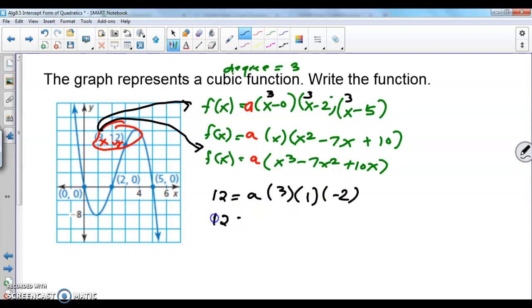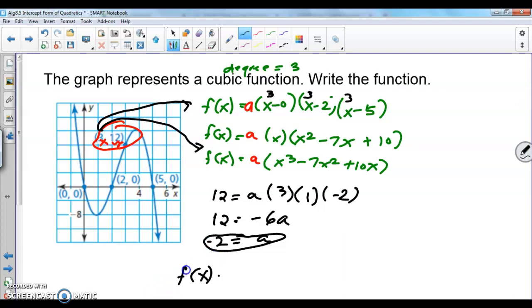So we get 12 is equal to, this turns out to be 3 times 1 is 3 times negative 2 is negative 6. So negative 6a. So when you divide both sides by negative 6, you get a is equal to negative 2. There you go.